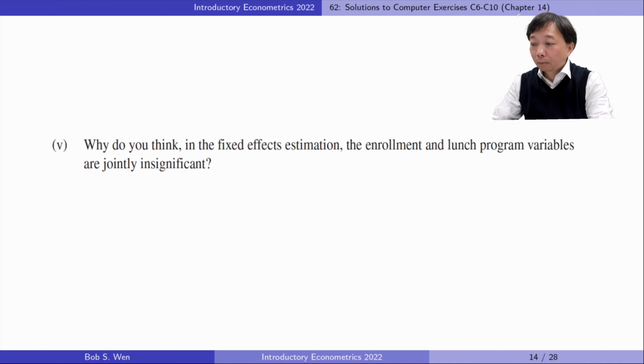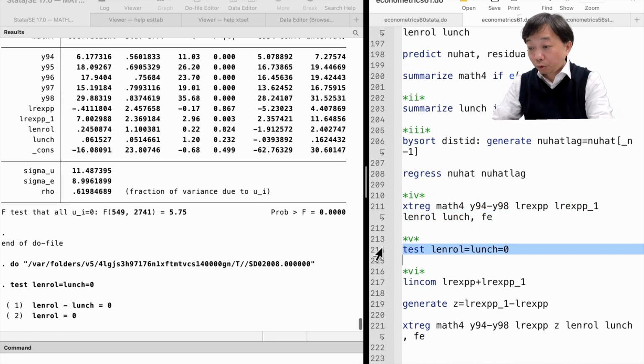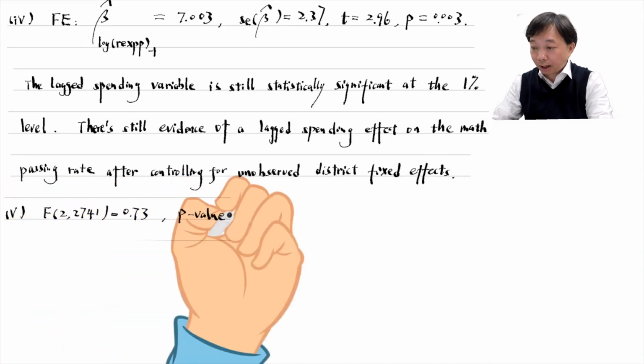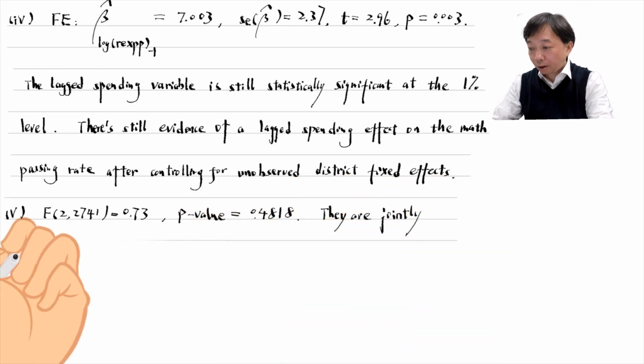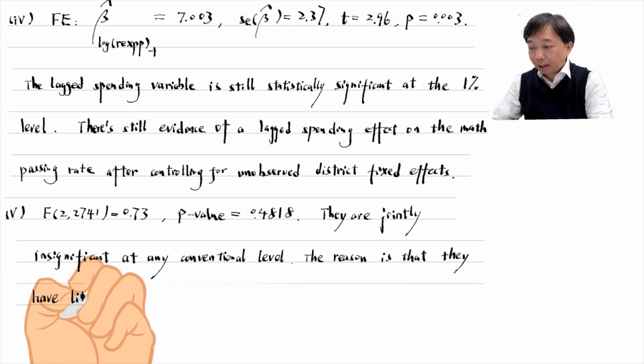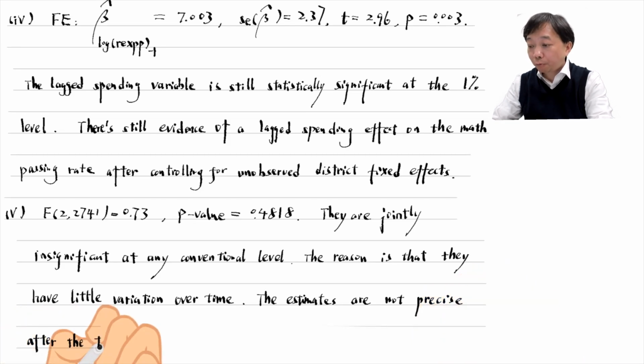In Part 5, why do you think in the fixed effects estimation, the enrollment and lunch program variables are jointly insignificant? We find that they are individually insignificant, and we use the test command to perform an F-test for their joint significance. The F statistic is 0.73 and its p-value is 0.48. They are jointly insignificant at any conventional level. The reason is that they have little variation over time. The estimates are not precise after the time-demeaning within transformation.